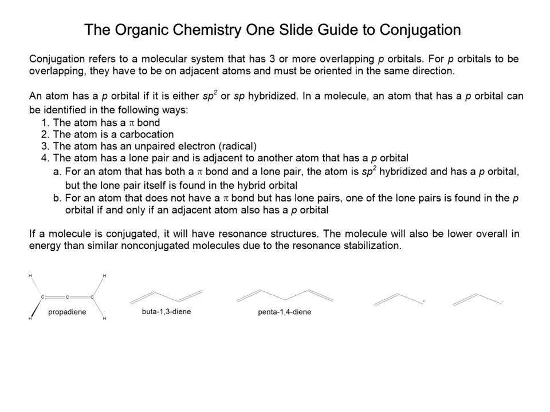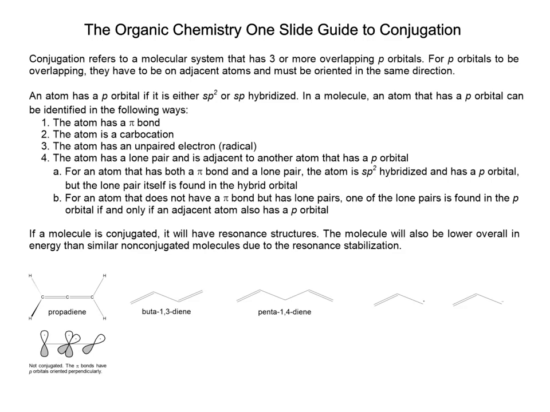So let's take a look at these 5 examples and see which of these are conjugated and which ones are not conjugated. So we're going to start with propadiene. We see the central carbon is double bonded to 2 other carbons. It looks like all of those carbons have p orbitals because each of those carbons does have a pi bond. However, you have to remember that for p orbitals to be overlapping, they have to be on adjacent atoms and must be oriented in the same direction. If we actually look at the p orbital view of propadiene, we can see that it's not conjugated because the pi bonds have p orbitals oriented perpendicular to each other.